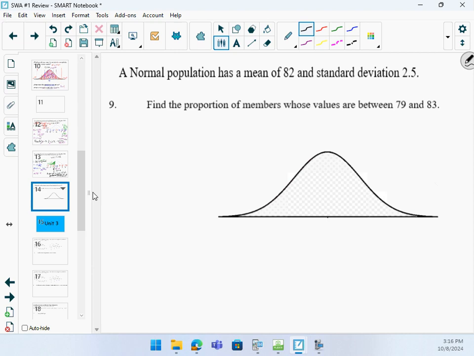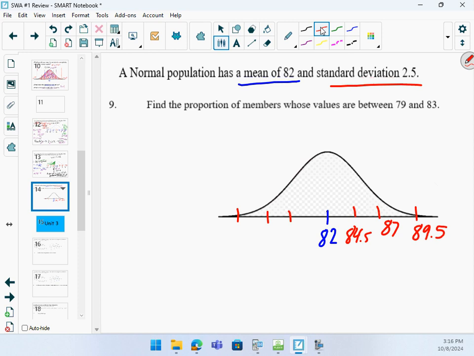So here we have, this time, a mean of 82, so that's going in the middle. And then they tell us the standard deviation is 2.5. So put your third standard deviation on, and then fill in the others. We're going to add 2.5 each. So this plus 2.5 is 84.5. 84.5 plus 2.5 is 87. And this would be 89.5. And then if we went the other direction, this would be 79.5, 77, and 74.5.